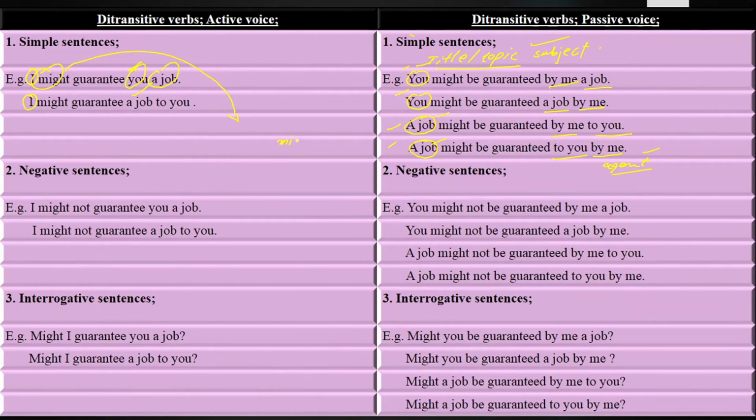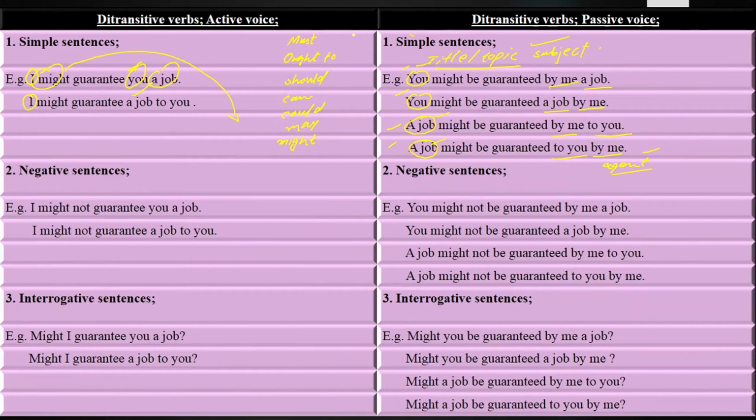Might we will use, but before this we have already learned some of the other modal auxiliary verbs like must, ought to, should, in the same way can, could, may, and now we will be discussing might. These are the modal auxiliary verbs which you will be using in your sentences.